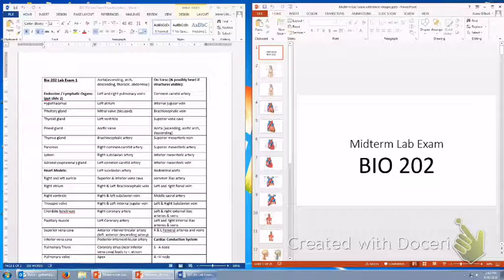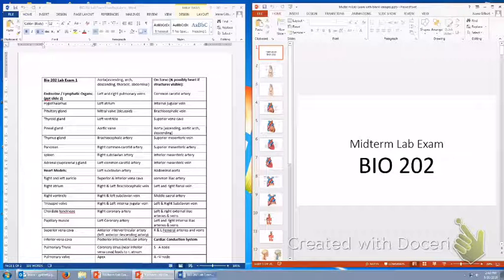This lecture is designed to help you study the models and the images for the lab exam, the midterm lab exam. So congratulations, you made it to midterm. But you'll find this lab exam helpful as you start to study for the lecture exam. Hopefully the structure and the function and being able to identify will kind of go hand in hand.